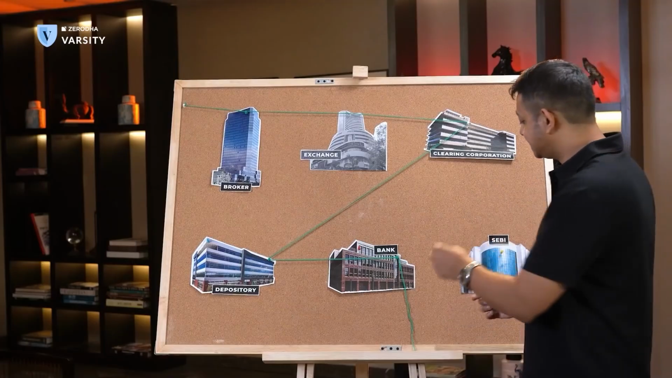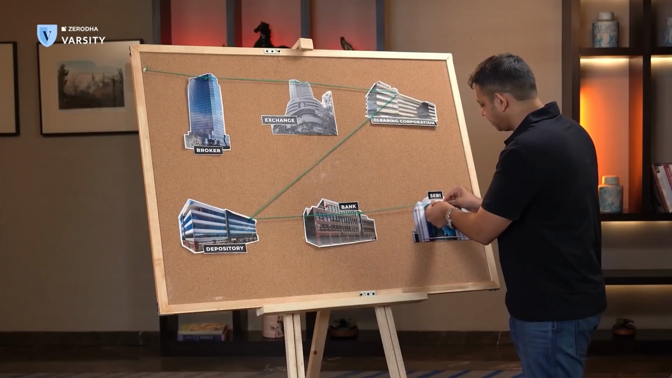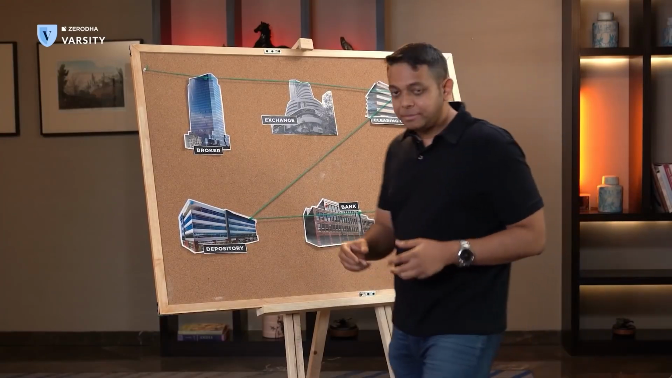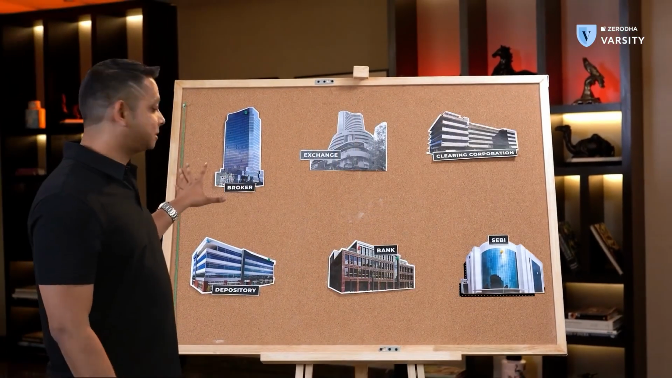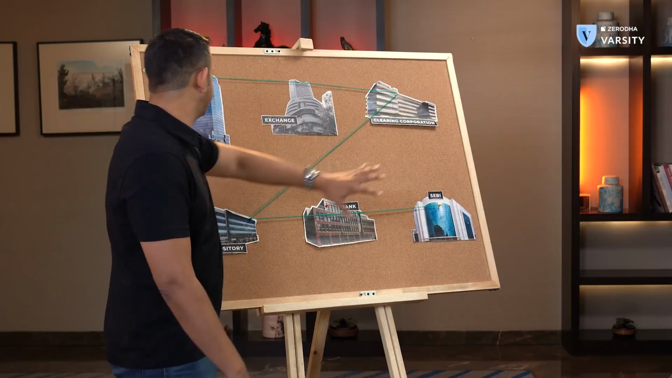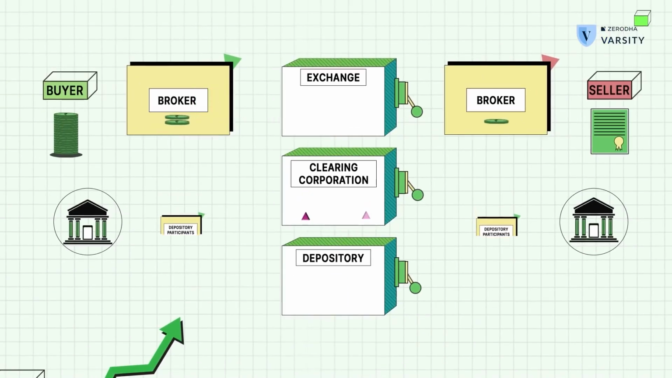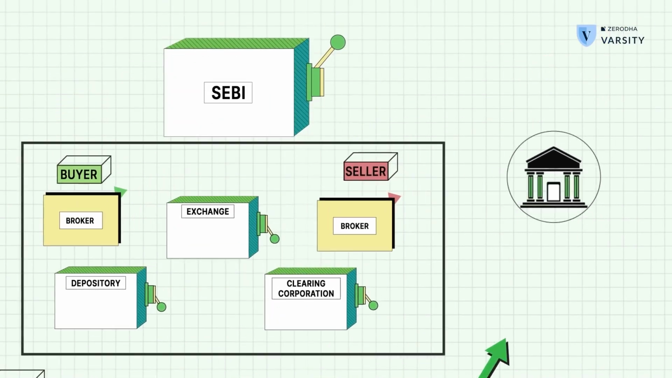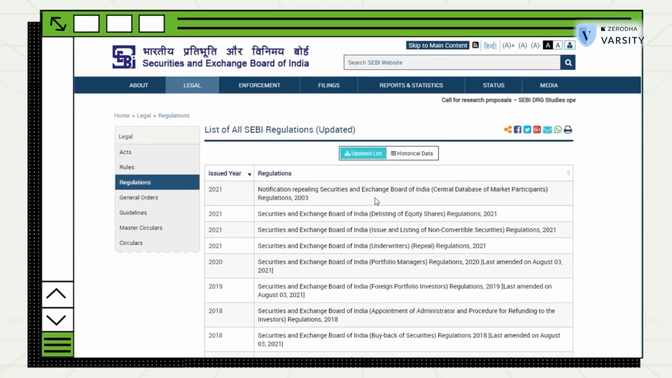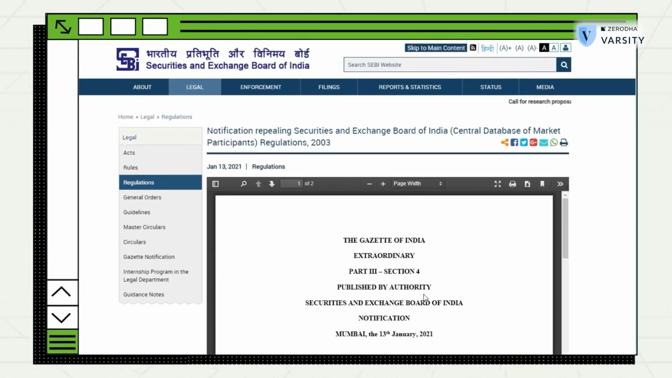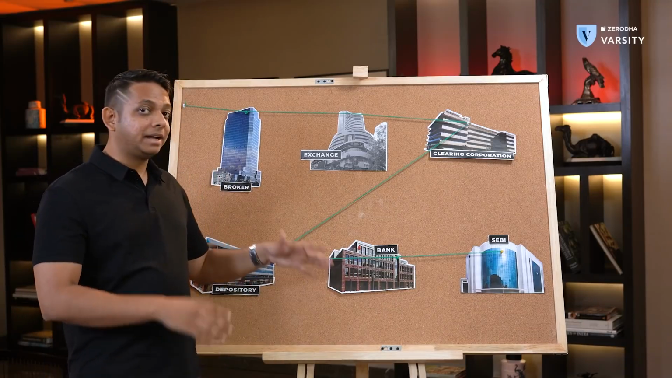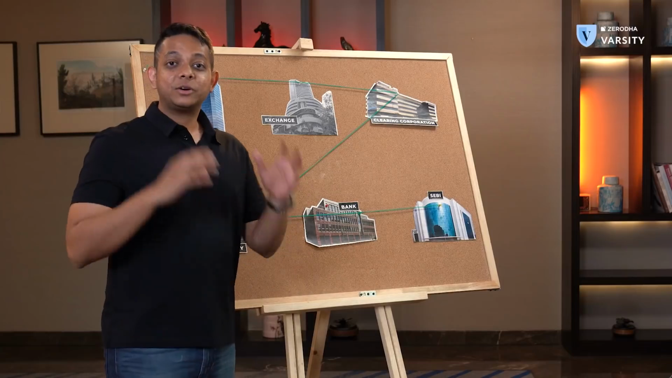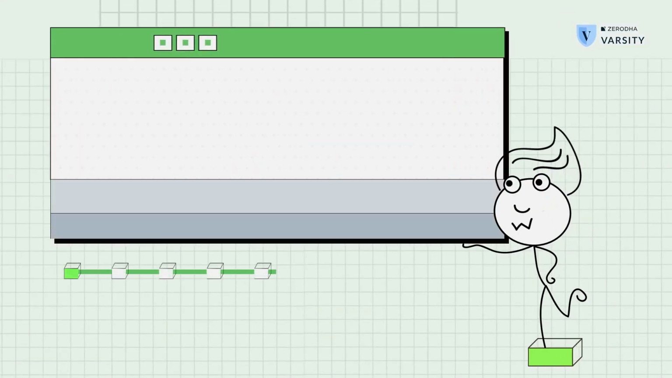And finally, we have SEBI. SEBI is the financial regulator for the entire market, which means all the participants you see here, from the broker to the exchange, clearing corporation, depository, are regulated by SEBI. In fact, all the rules and regulations are drafted and enforced by SEBI as well. You can see some guidelines around the stock market in this link over here on SEBI's website. Banks, on the other hand, are regulated by the Reserve Bank of India and not SEBI. The rules prescribed by SEBI safeguard the investor and trader.